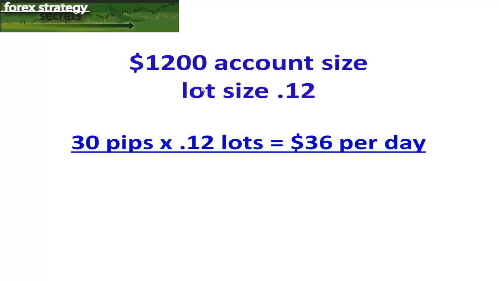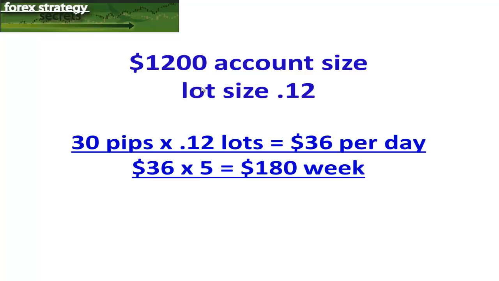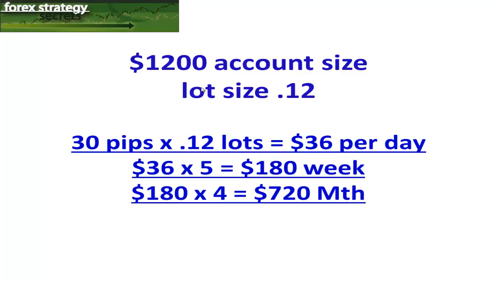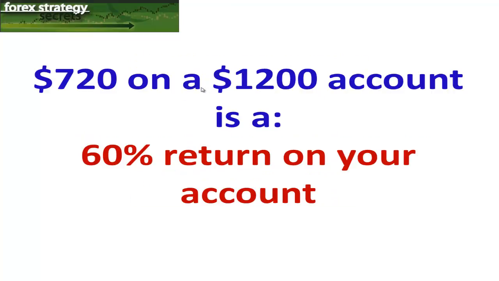Now that's 30 pips a day times the 1.2 lots equals $36 a day. That's not going to make a living doing that, but what you're doing is developing skills, and this is a small account. Okay, that is $180 per week, or $720 a month, or a 60% return on your account.